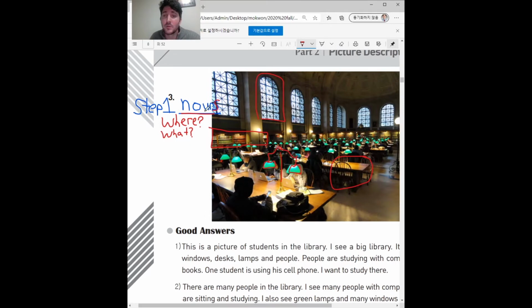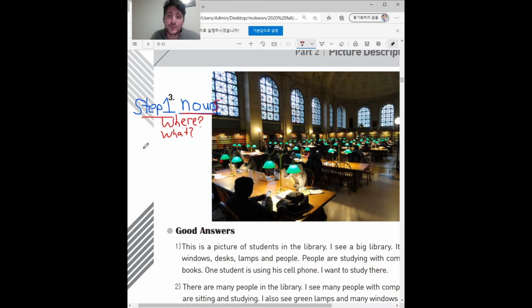So again, number 1, step 1, find the nouns. I think that's enough. Most important, there are people, right? 사람 있어요. So we have windows, we have books, we have lamps, we have chairs, desks, we have people. Okay, that is step 1. 명사 찾았어요. Let me erase this.